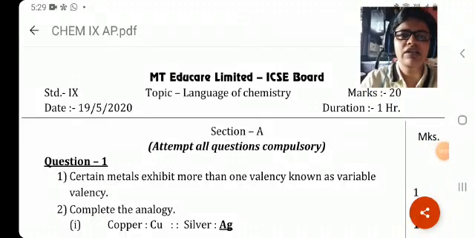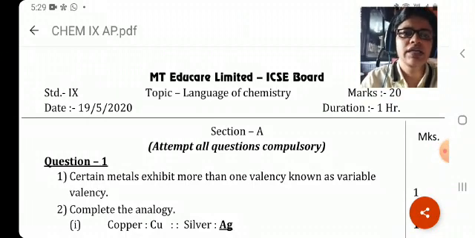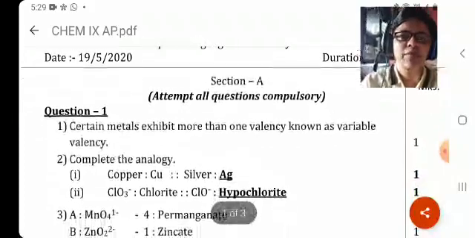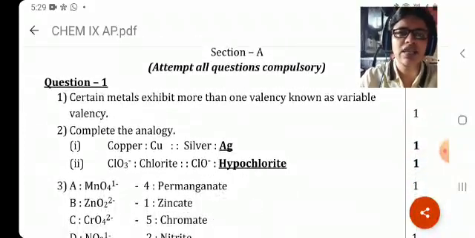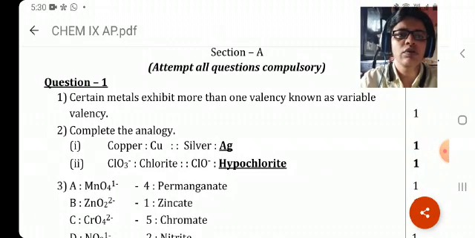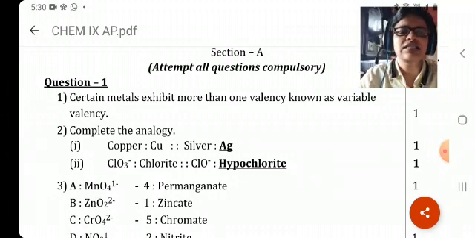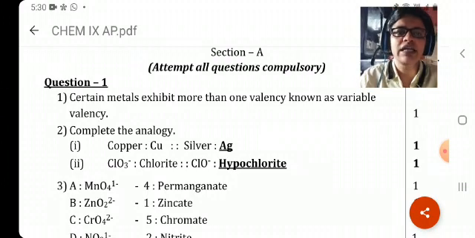Very good evening, everyone. Okay, let's understand the model answer solution for cyclic test 1, that was language of chemistry. Here we start quickly with question number 1, guys. Question number 1 says, what is valency or variable valency? So the answer is certain metals exhibit more than one valency, known as variable valency. It's a definition, guys. Make sure you write it the way it is given on the screen.